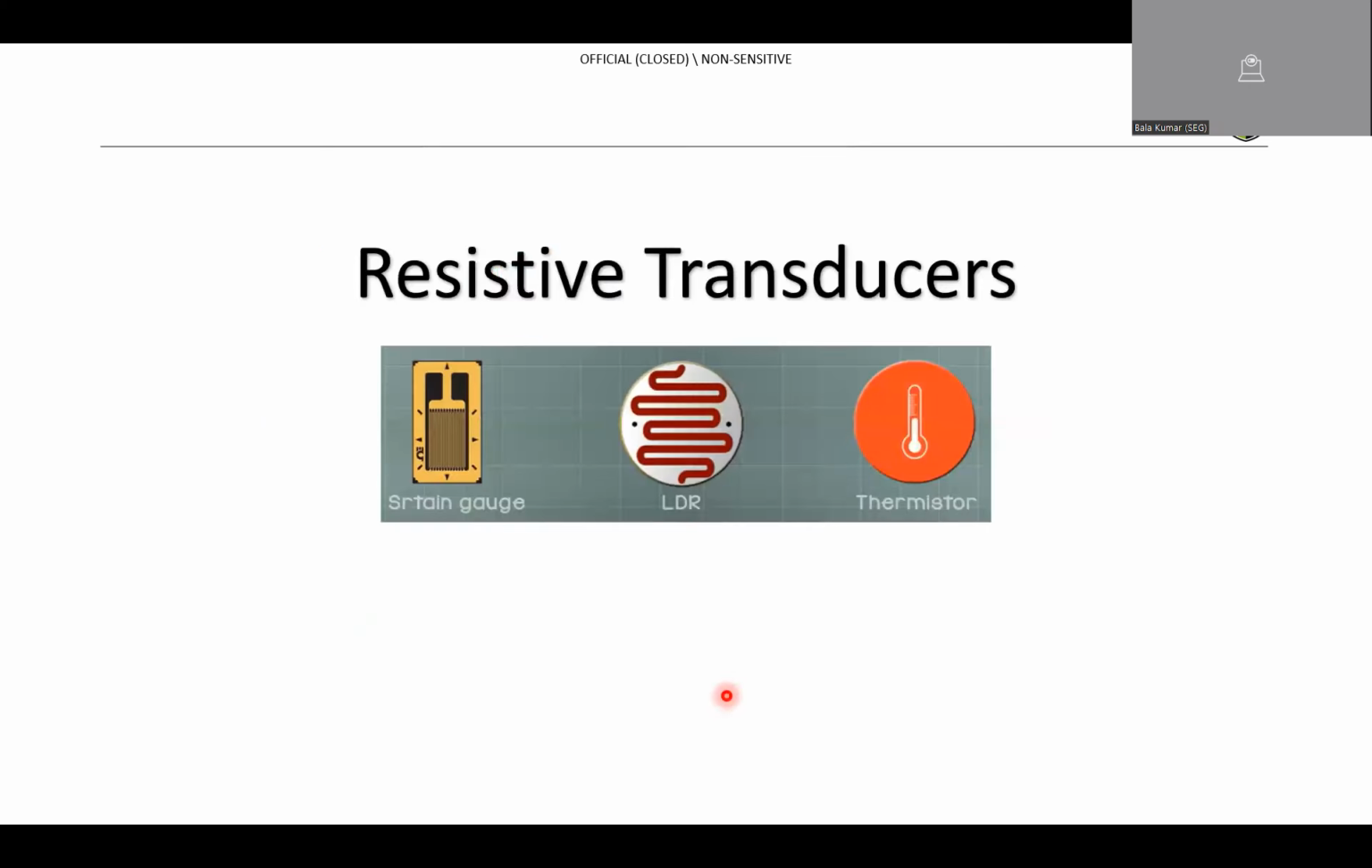It's not just temperature. There are also different types of resistive transducers. For example, we can use a strain gauge to measure strain. When the strain changes, the resistance of the strain gauge will change. An LDR is a light dependent resistor. When the brightness changes, the resistance will change. For a thermistor, when the temperature changes, the resistance will change. So these are examples of resistive transducers which we can use with the Wheatstone Bridge. Using the Wheatstone Bridge, we can measure the change in the physical quantity. Thank you.